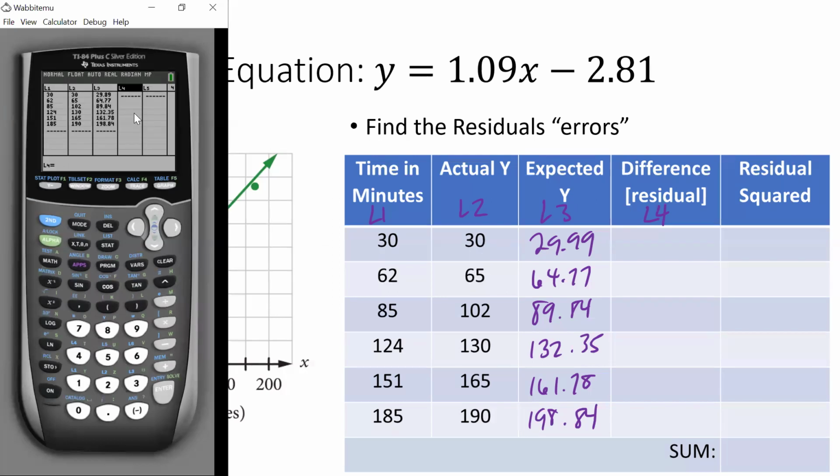So in your L4, we want to arrow up to L4 where it's bolded. Okay, remember your difference is your actual minus your expected, correct? What represents our actual on our table? L2. And what represents our expected on our table? L3. So we want to tell it to find the difference between L2 and L3. To get L2, you're going to press second 2, and then minus second 3, our L3. So L2 minus L3. I made a mistake. On your notes, it should be L2 minus L3, not L3 minus L2.